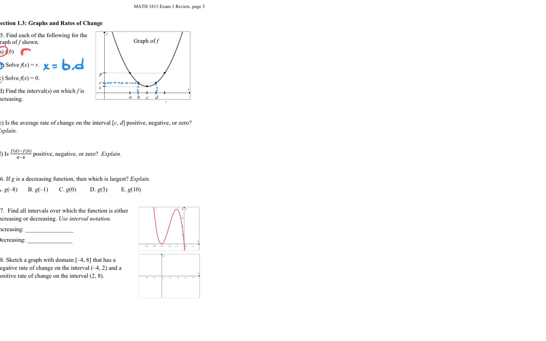And then for c, we're finding, solve for when f of x equals 0. Well, if we look here, this is where 0 is at. Our graph of f never goes down to there, which means that we have no solution. No solution.